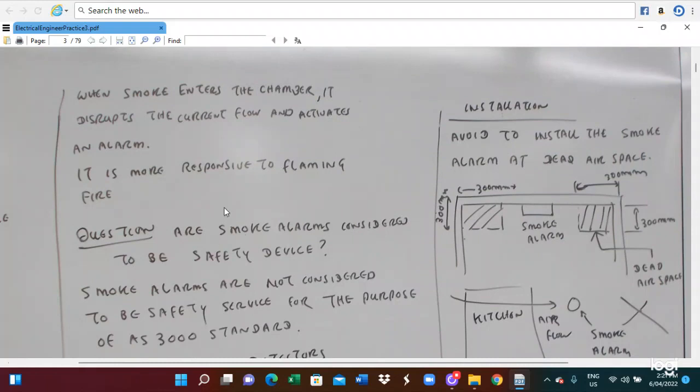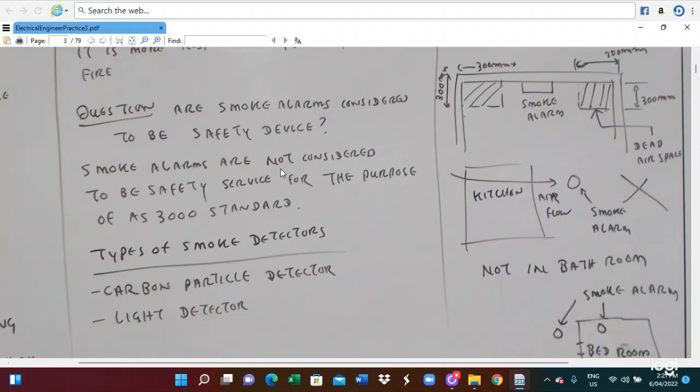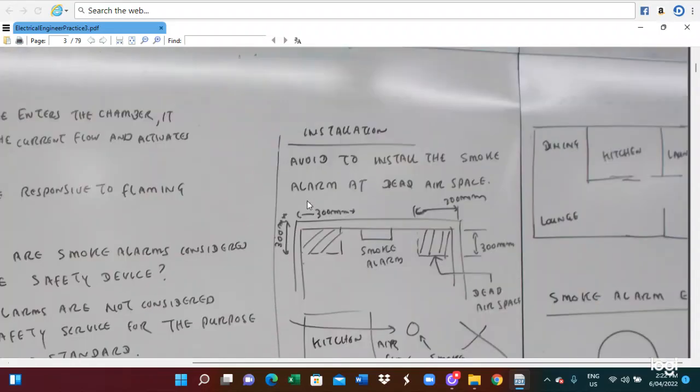It's more responsive to flaming fire. Smoke alarms are not considered to be safety devices for the purpose of the EL0009 standards. In this case, the types of smoke detector are the carbon particle detector and the light detector system. Then we have to install the smoke alarm system.